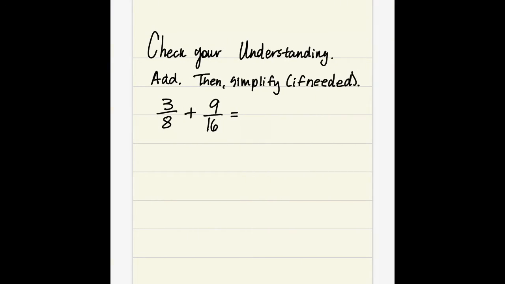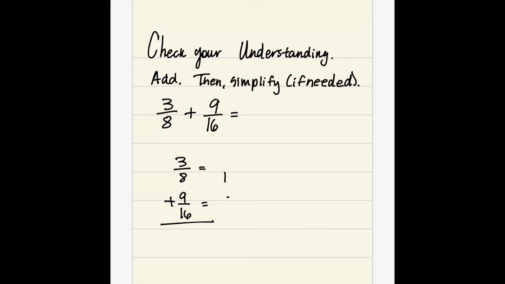All right, let's check your understanding. At this point, you can pause the video to complete the check your understanding, and then unpause the video to be able to check your understanding to make sure you got the problem right. Okay, good luck. All right, so I'm assuming you stopped the video and now you're coming back to check your work. So 3/8 plus 9/16. Now, if you're like me, you start to ask yourself, what could I multiply by 8 and 16?